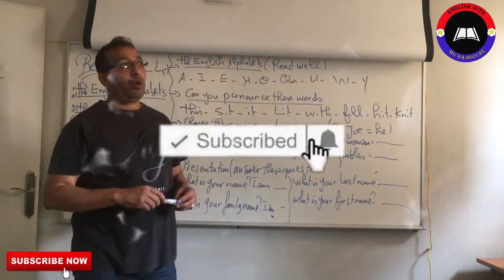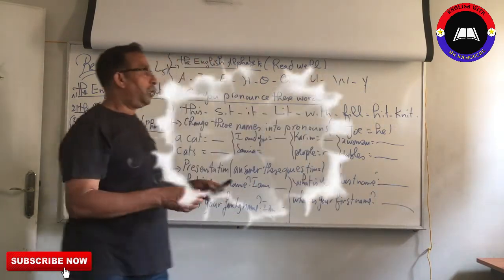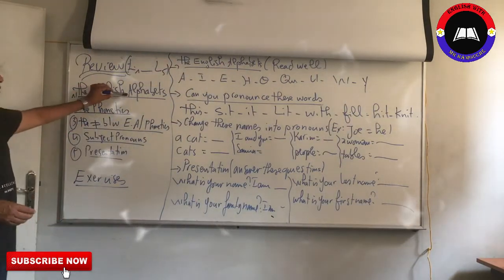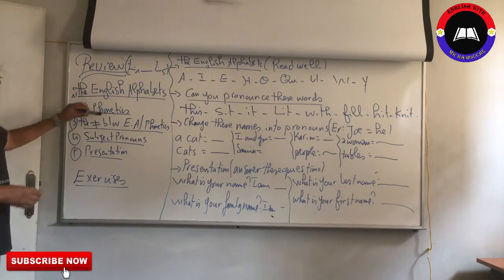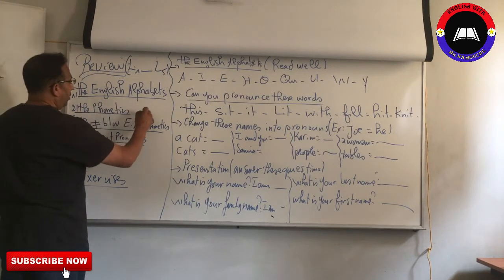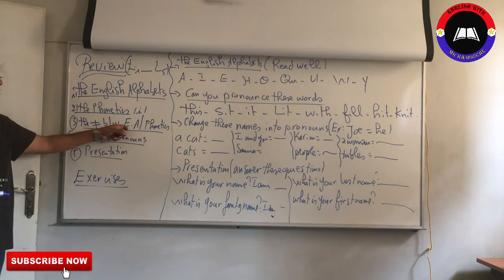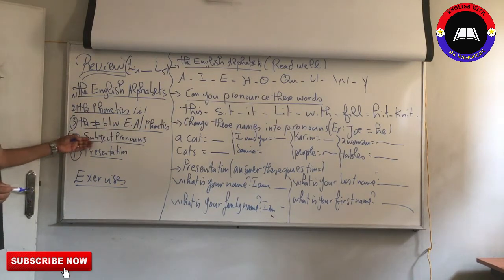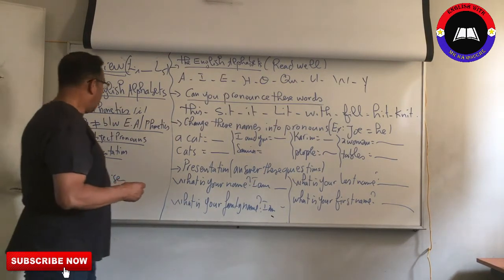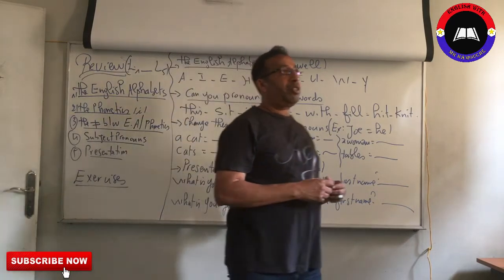So up to now we have had 5 lessons: learning the English alphabet, the phonetics, and the difference between the English alphabet and the phonetics. After that we saw the subject pronouns and the last course concerning presentation.